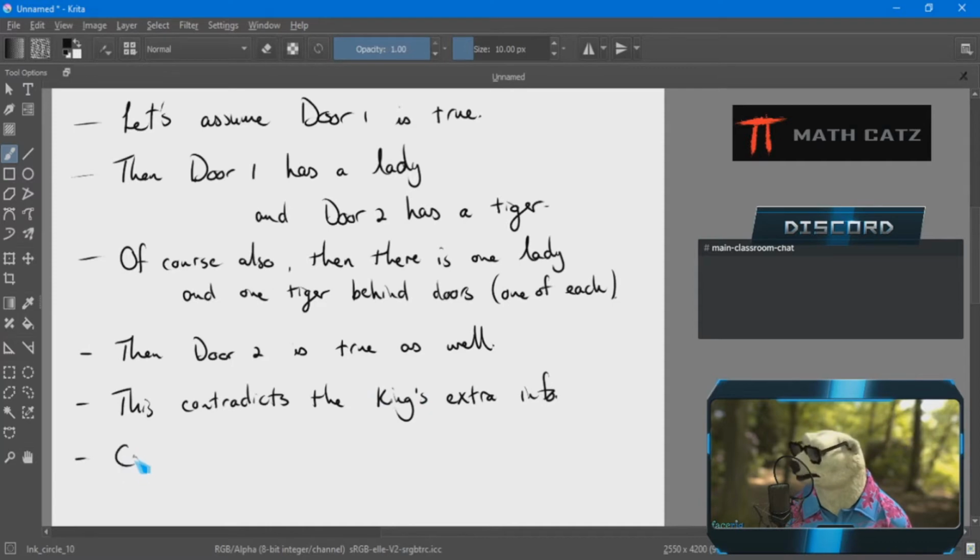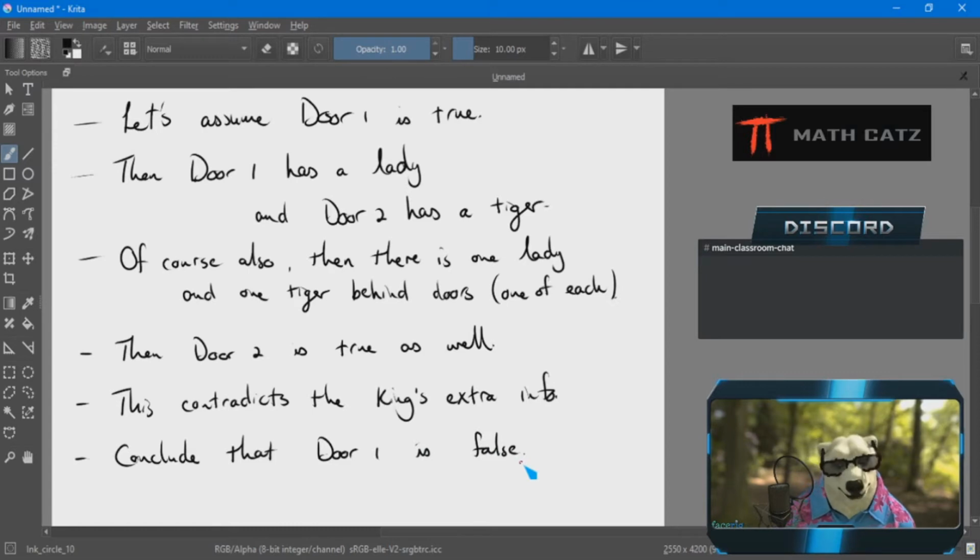So what do I conclude? I conclude that my original assumption could not possibly have been correct, because it gets me to a contradiction. It's just a longer version of the rain and the grass, logical deductive reasoning. I conclude that door one is not true, therefore false. Door one is false. Okay, still a couple of longer, more lines than maybe what we're used to, but it's exactly the same as in Kakuro.